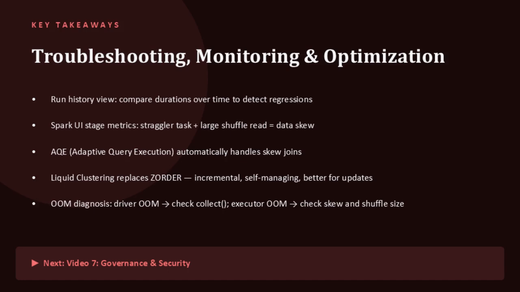In Spark UI stage metrics, a straggler task combined with a large shuffle read means data skew. Adaptive query execution automatically handles skew joins. Liquid clustering replaces Z order. It's incremental and self-managing, and it's better for tables that update frequently. For out of memory diagnosis, driver out of memory, check collect. Executor out of memory, check for skew and shuffle size.